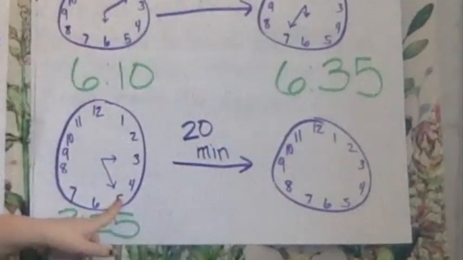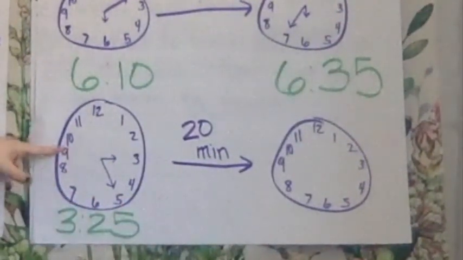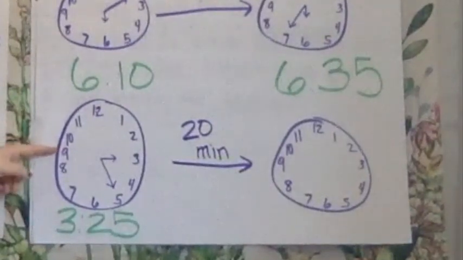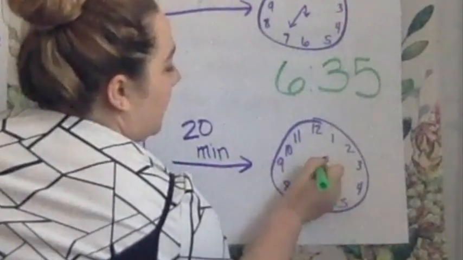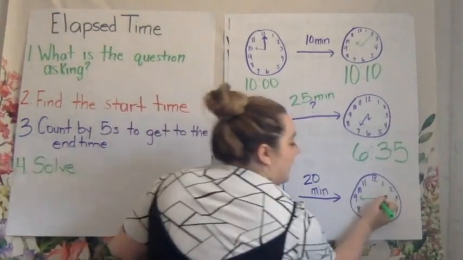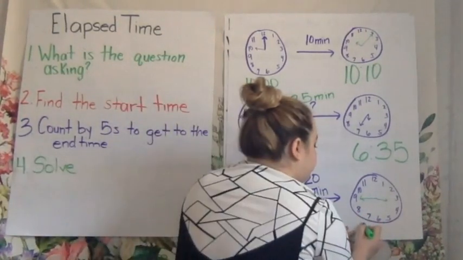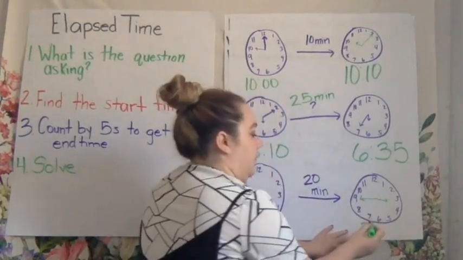So let's count. Ready? We're going to count by 5s. Ready, go. 5, 10, 15, 20. Oh, my hand will be pointing to that big 9. So for right now, I'm going to draw my big 9. And I know that it's going to stay 3 o'clock because we're staying in the hour. So 3, I know it's 3.